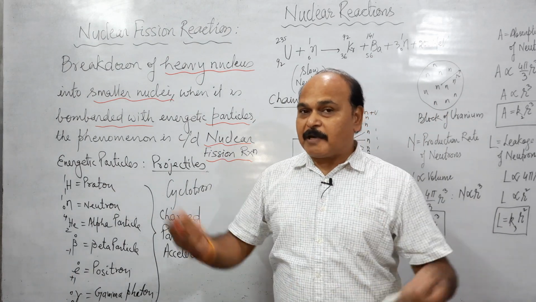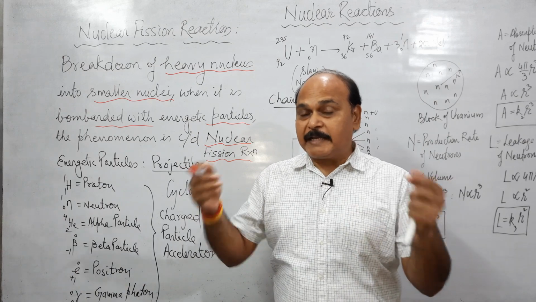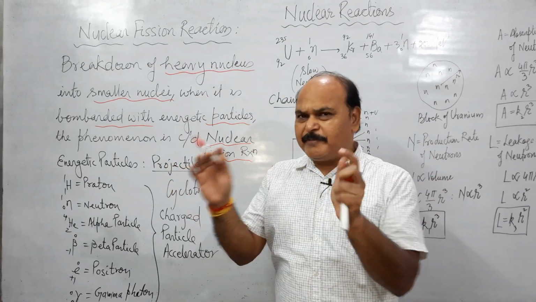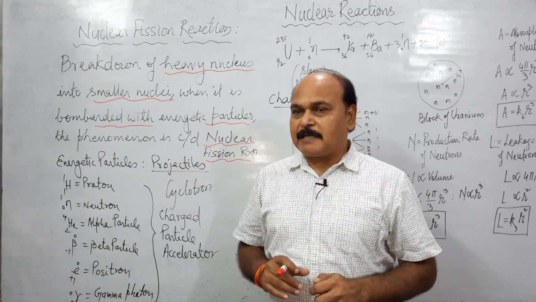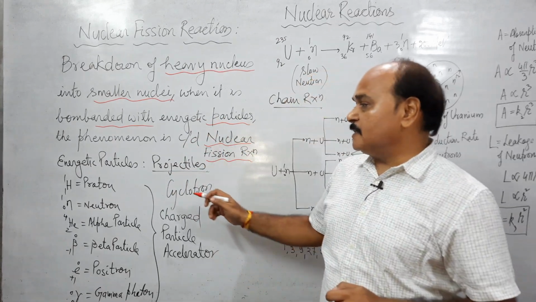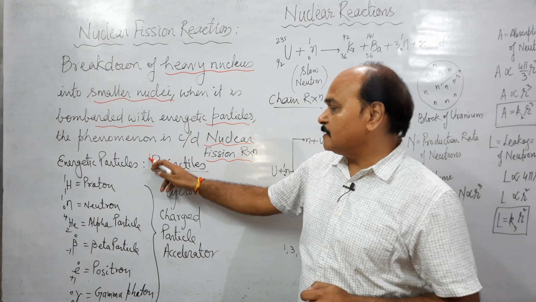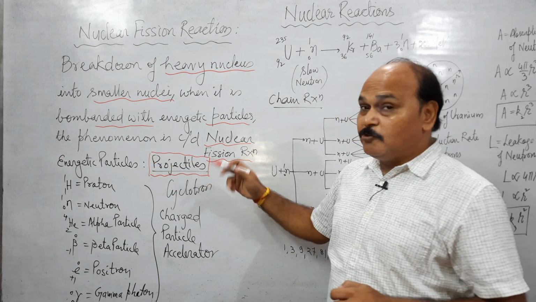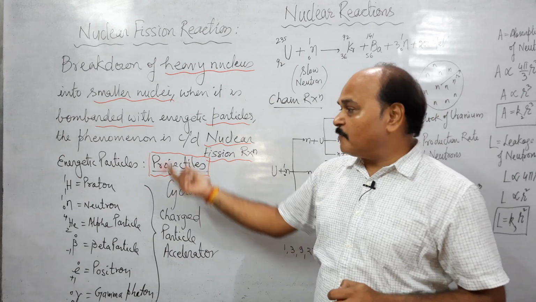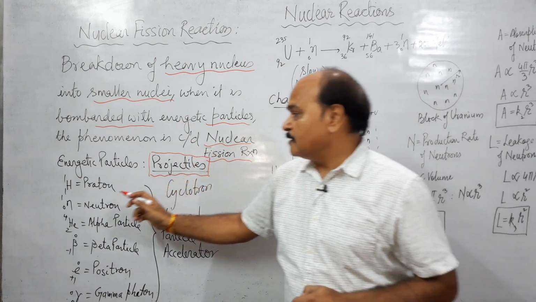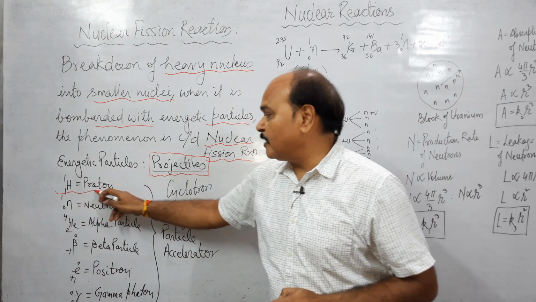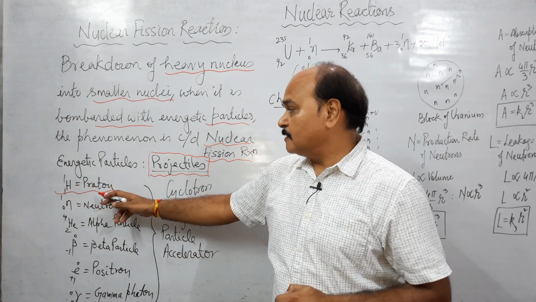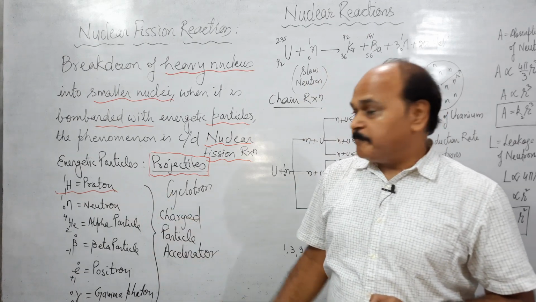And these energetic particles which bring about the cleavage of the nucleus into smaller nuclei of nearly comparable sizes are called projectiles. The projectiles are the energetic particles which bring about nuclear fission. Some of the popular projectiles are here. Proton, H11, that's how a proton is written in a nuclear reaction. It is one of the many projectiles.